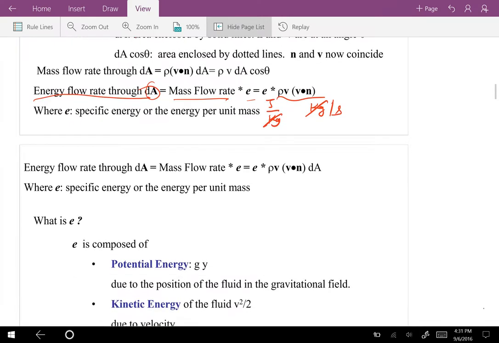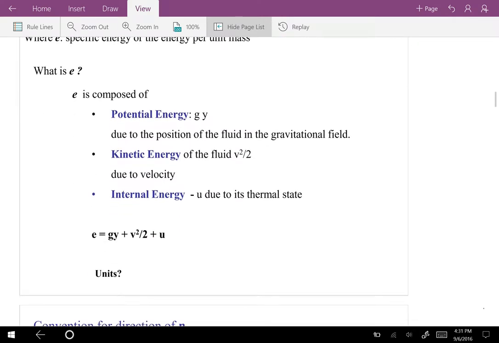So very simple. Now what is E composed of? E is composed of potential energy per unit mass, g y, kinetic energy per unit mass, V squared over 2, and the internal energy per unit mass due to its thermal state, right? Higher the temperature, higher the internal energy. So E is composed of these three terms, right? So please keep this in mind. Units: E is what? Energy per unit mass, or in SI units is joules per kg.